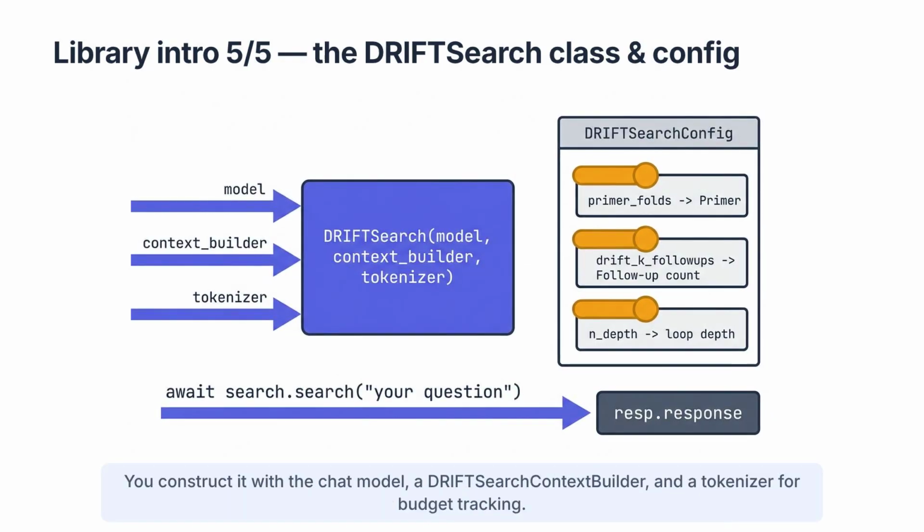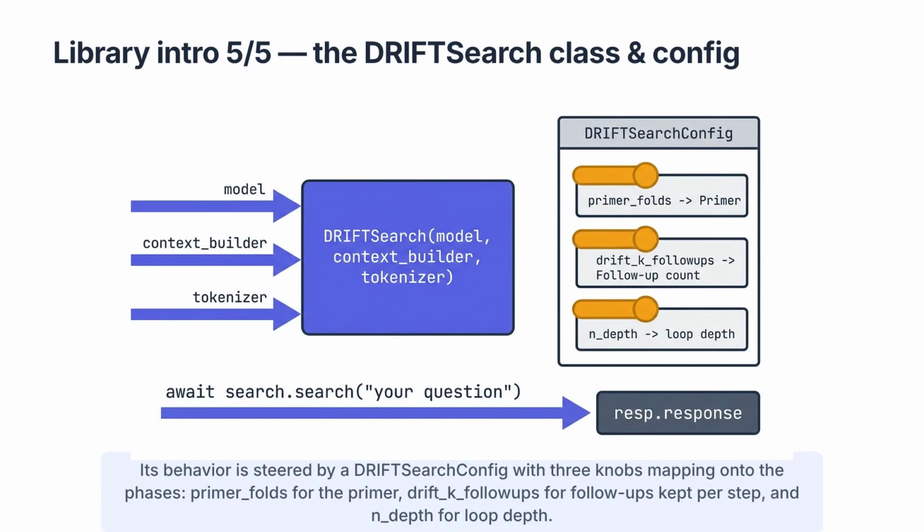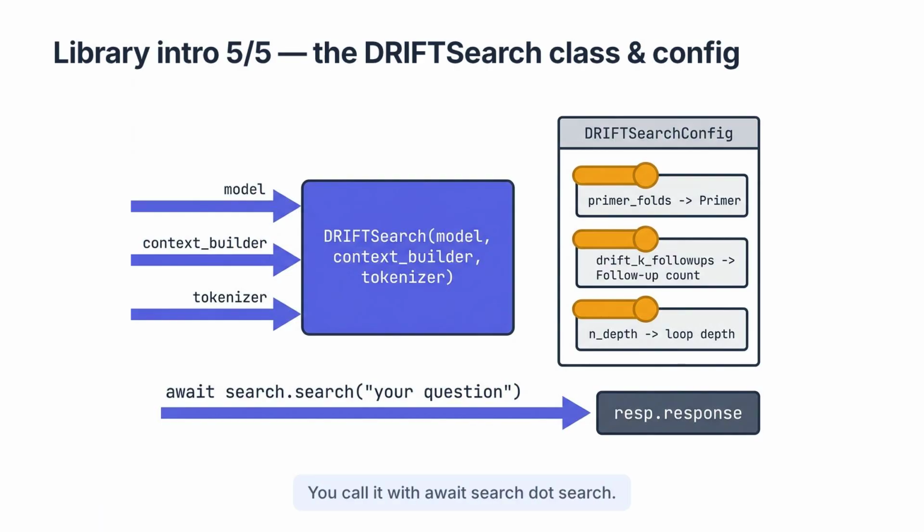Fifth, a close look at DriftSearch, since that's what we'll run. You construct it with the chat model, a DriftSearch context builder, and a tokenizer for budget tracking. Its behavior is steered by a DriftSearch config with 3 knobs mapping onto the phases: primer folds for the primer, drift k follow-ups for follow-ups kept per step, and end depth for loop depth. You call it with await search.search.